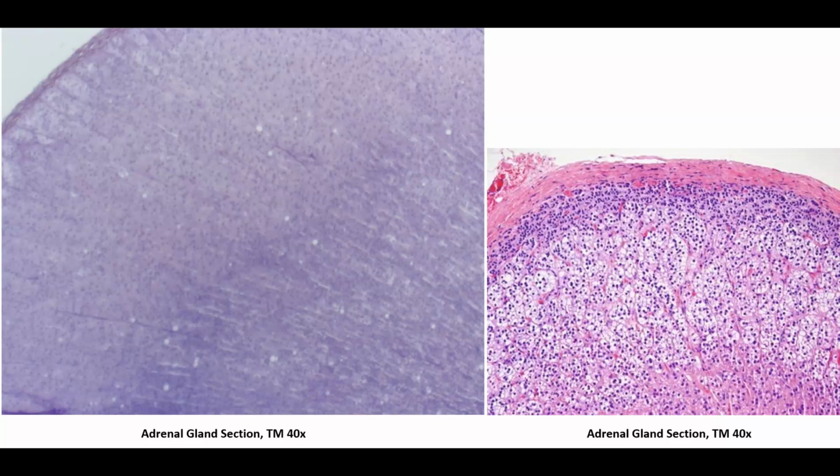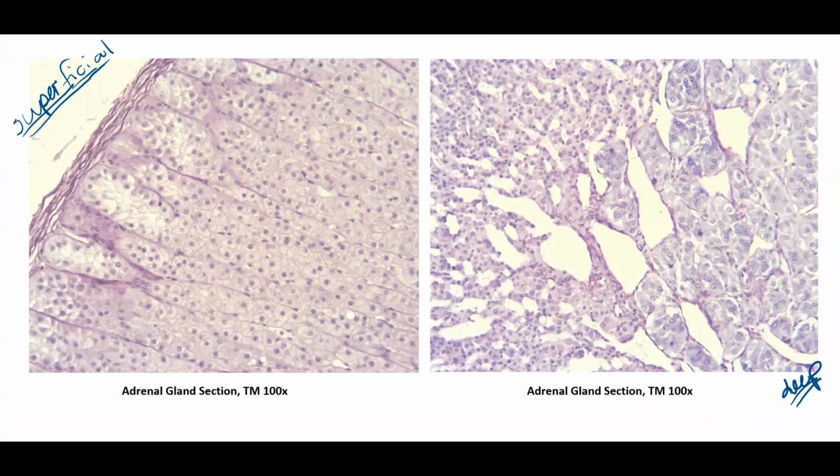So we're going to zoom in and take a closer look so that you can see the distinguishing features of the capsule, the zona glomerulosa, fasciculata, reticularis, and the adrenal medulla. At this magnification, we can start to clearly see these different areas of the adrenal gland.